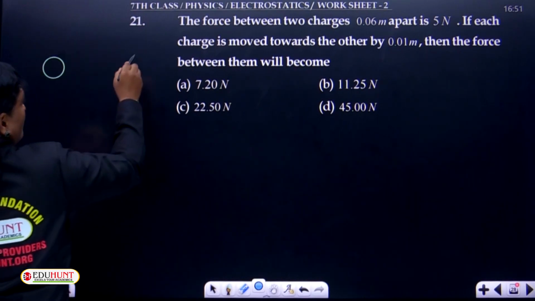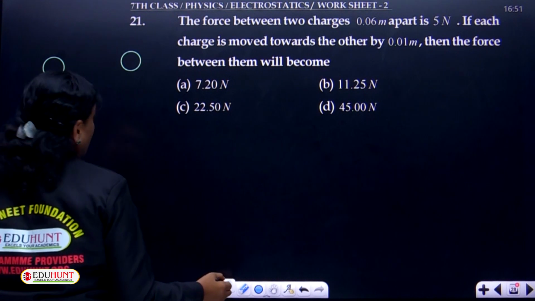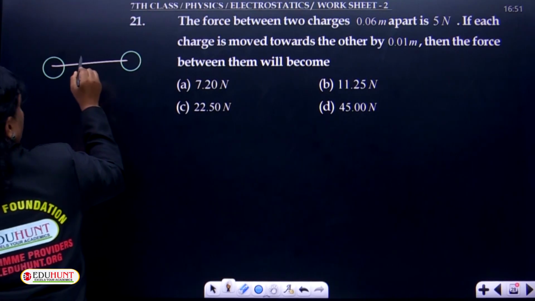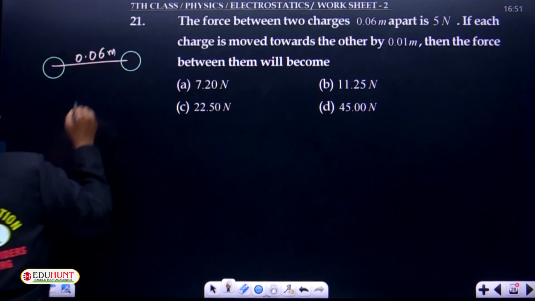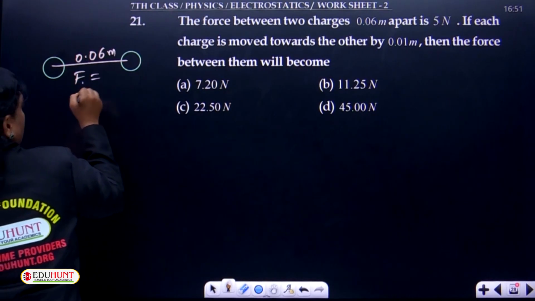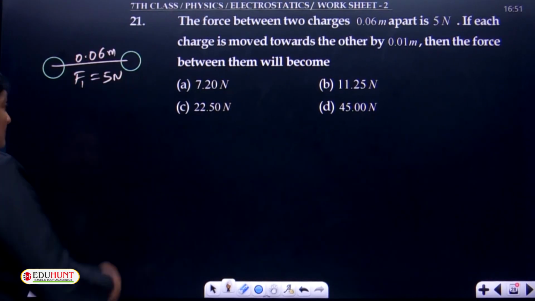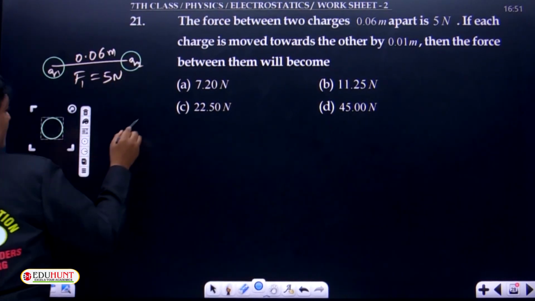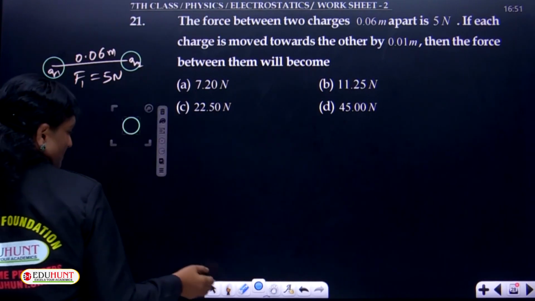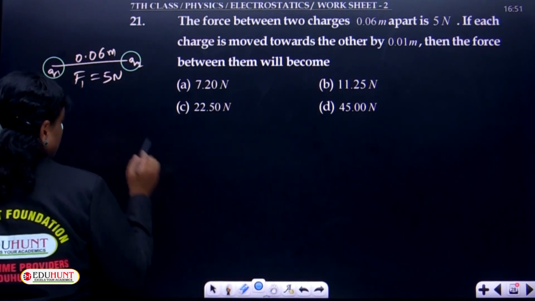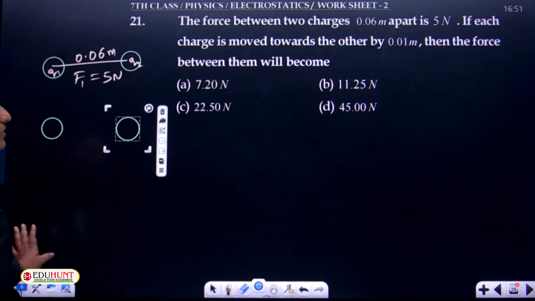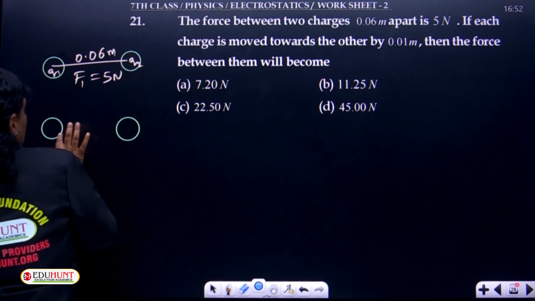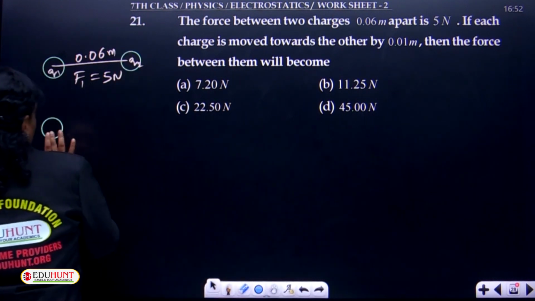First, the force between the two charges which are separated by a distance of 0.06 meters is given as 5 Newtons. Let this be Q1 and this be Q2. Similarly, in case 2, the same two charges are each moved towards the other by 0.01. So earlier they were 0.06 meters apart.